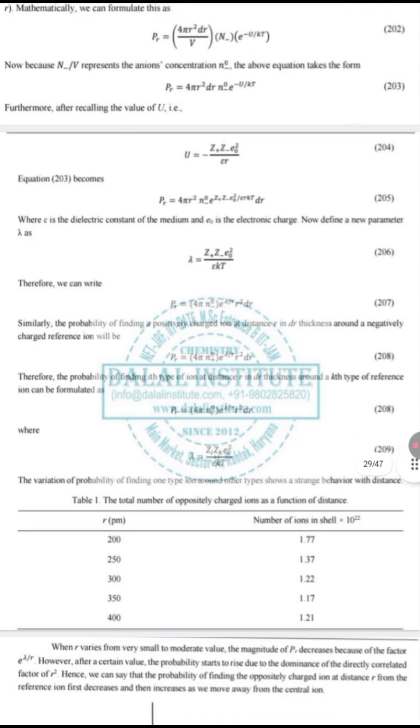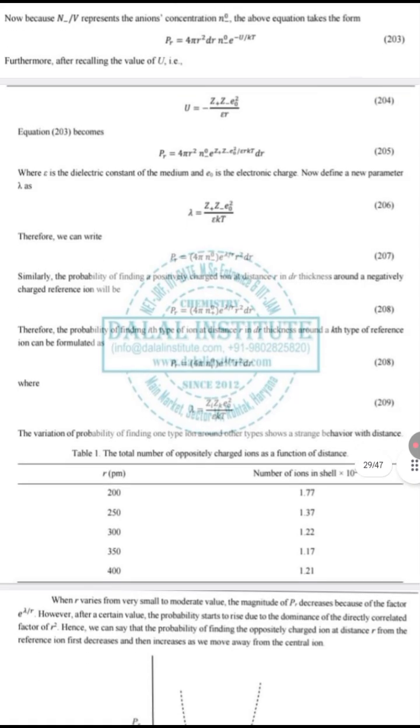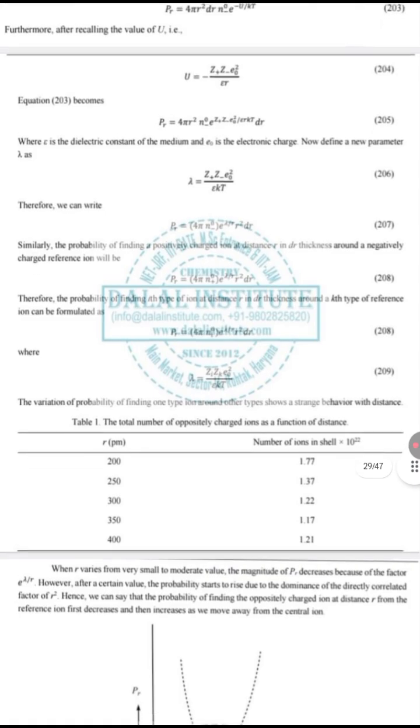Mathematically, we can formulate this as Pr equals 4 pi r square dr by V into n negative into e to the power minus U by kT, equation 202. Now, because n negative by V represents the anions concentration n naught negative, the above equation takes the form Pr equals 4 pi r square dr into n naught negative into e to the power minus U by kT. This is equation 203.